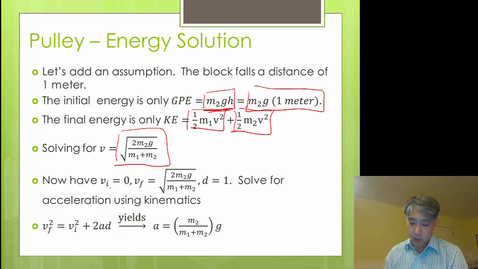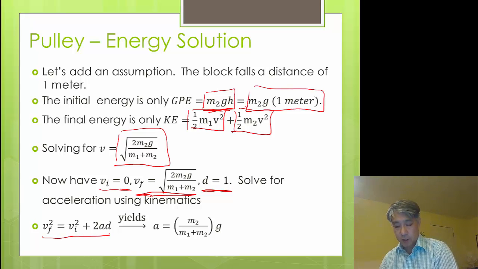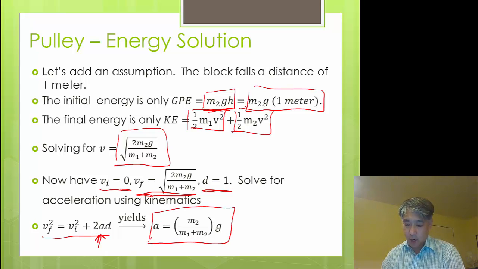Since my initial velocity was equal to 0, my final velocity is equal to this, and the distance I traveled was equal to 1. I can now solve this using kinematics, vf squared equals vi squared plus 2ad, to solve for acceleration. I end back up with my same formula that says acceleration is equal to m2 divided by m1 plus m2, times g. So this is an energy approach.